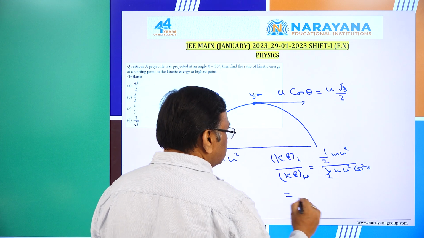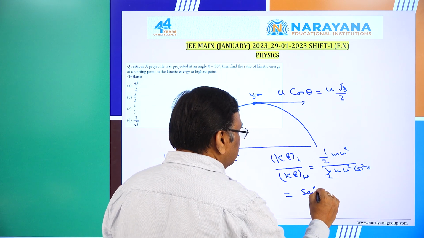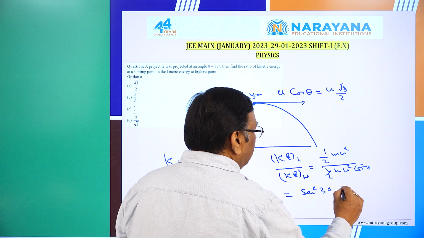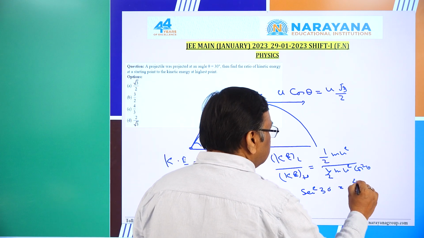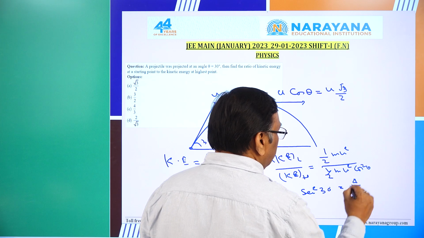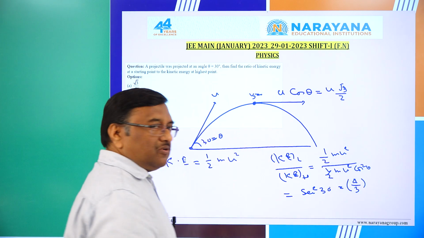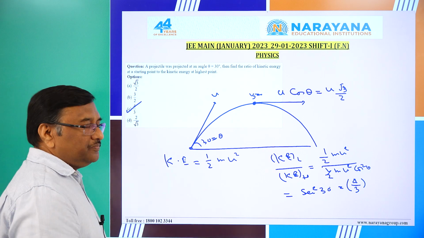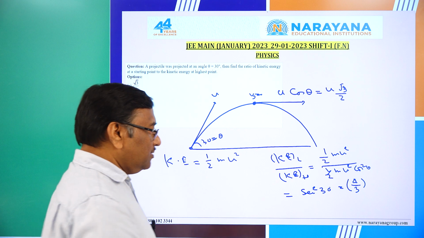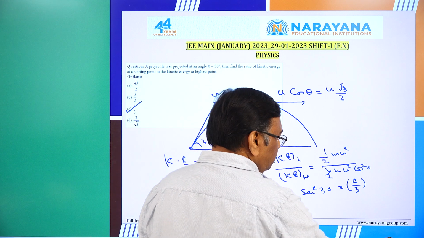Once we write sec square theta, that is simply sec square 30 degree, which is the square of 2 upon root 3, that means it is going to be 4 upon 3. So that is going to be your answer for this question. That means the answer is C here. Is it okay? Hopefully. Now let us go for the next question.